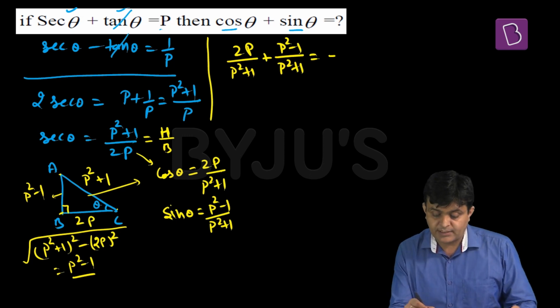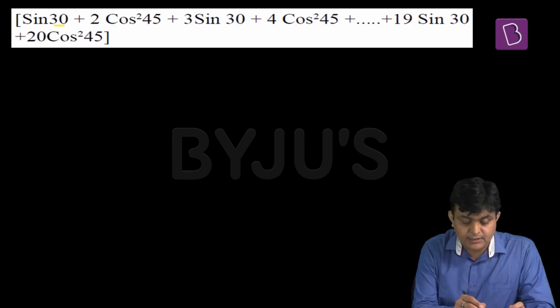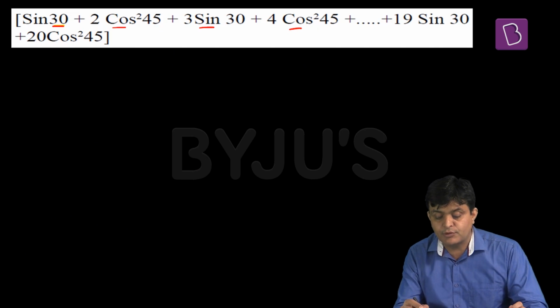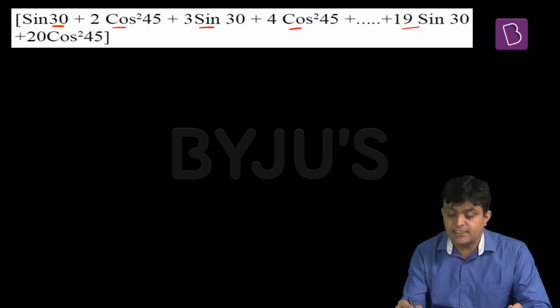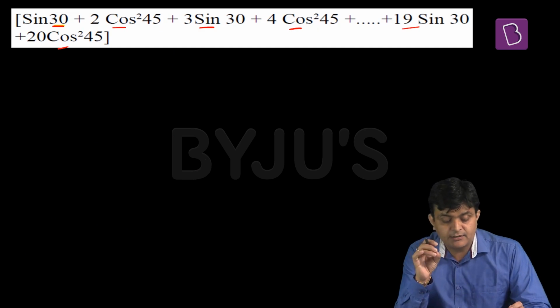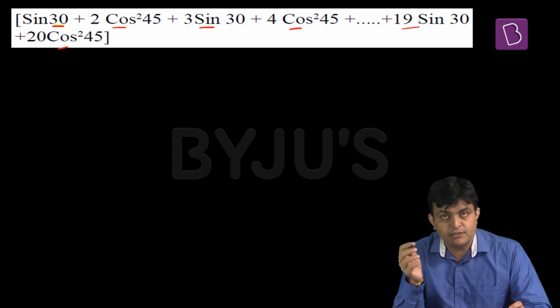Got it? Next point is P square plus 1, because LCM is same, so it is 2P plus P square minus 1. Sin 30 plus 2 cos square 45 plus 3 sin 30, 4 cos square 45 and so on, 19 sin 30 plus 20 cos square 45. Sin के साथ एंगल 30 रहता है, cos के साथ एंगल 45 and cos is in square.